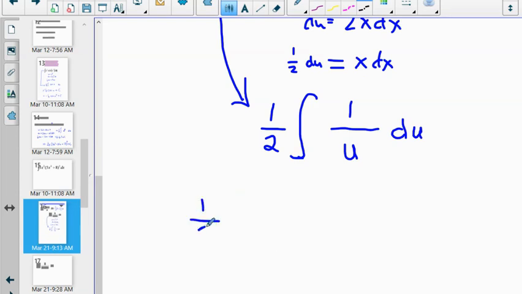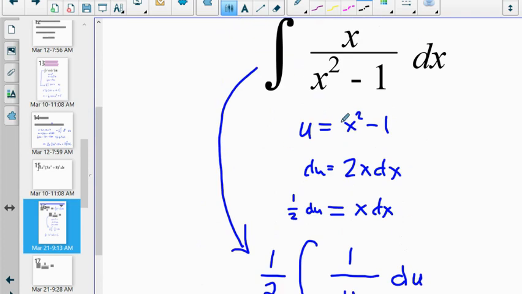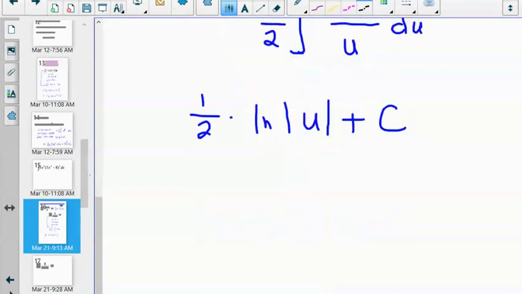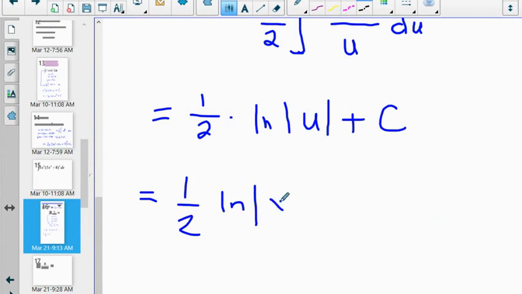Antiderivative of 1 over u is natural log of the absolute value of u. Don't forget the absolute value. It doesn't always matter, but it is always correct. And then finally, my u is x squared minus 1, so we resubstitute. And my integral is 1/2 natural log of the absolute value of x squared minus 1 plus c.